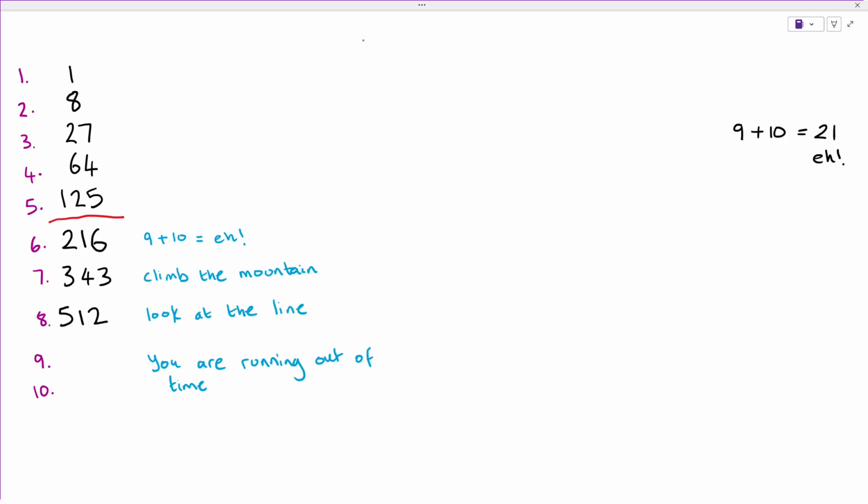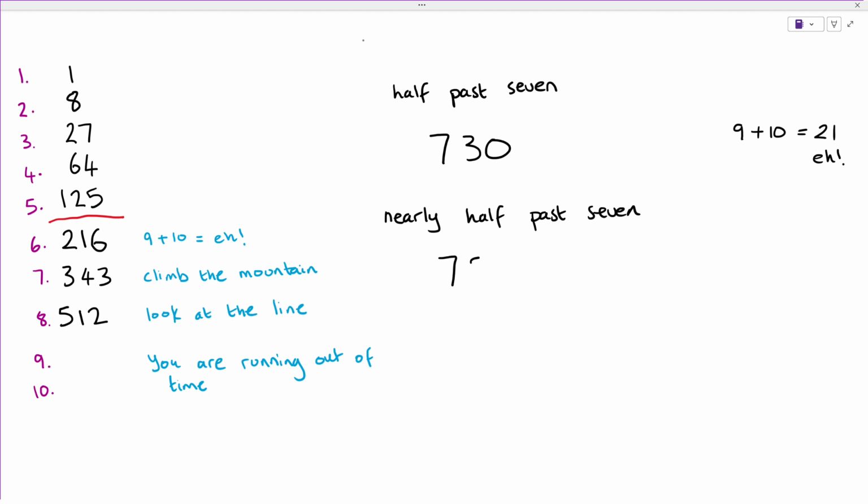Right, this is how I remember it. If I said to you, it's 7:30, you would say 7:30. Now, what would happen if I said to you, nearly 7:30? You would say 7:29. There you go. So 9 cubed is nearly 7:30.